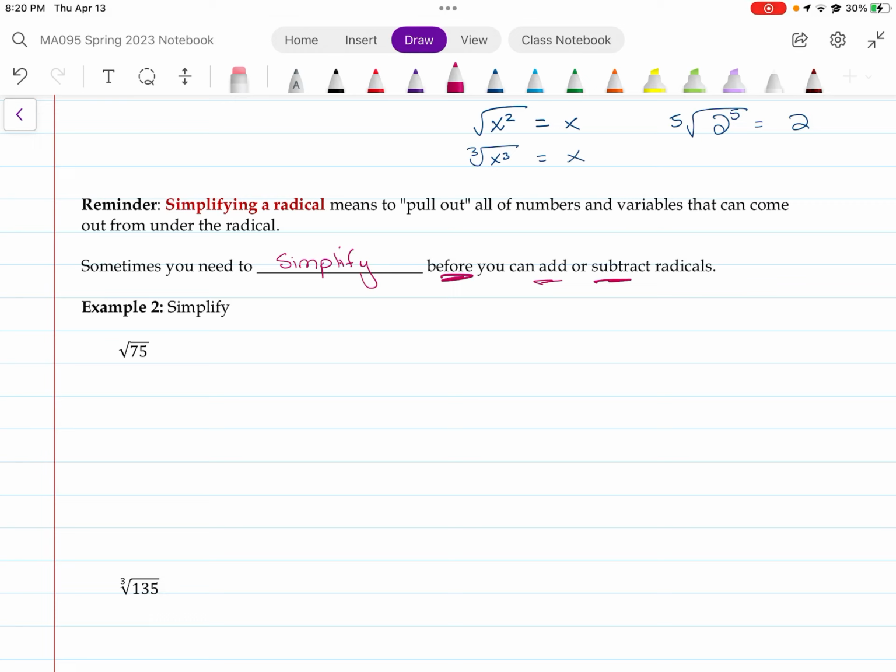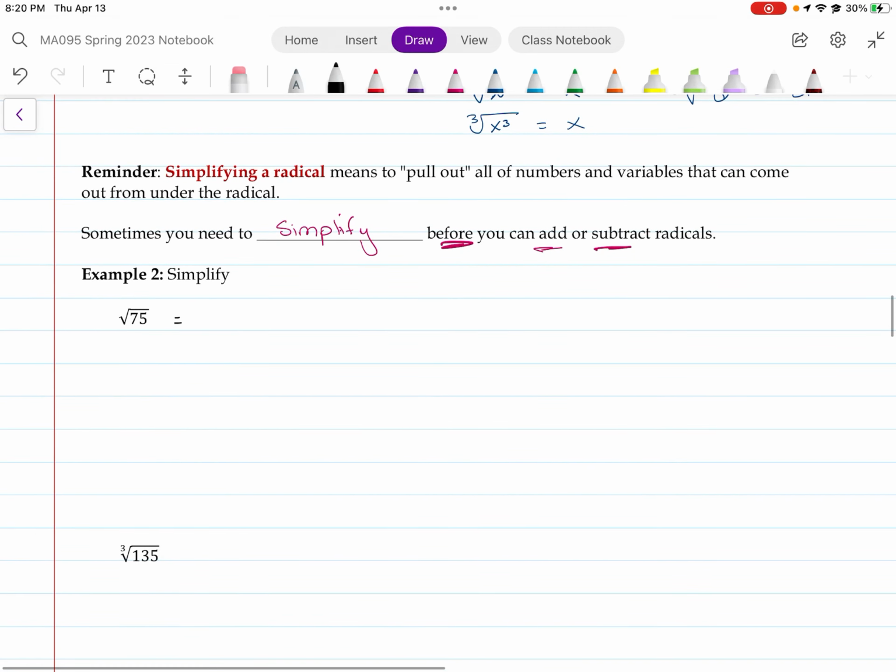Okay, so let's do a reminder of simplifying with numbers. This should be a little review, so give these two a try. All right, so hopefully you gave this a try. 75 breaks down to be 25, which is a perfect square, times 3. Since 25 is a perfect square, we can take the square root of it. It's going to come out and become 5. So this becomes 5, and then the square root of 3 is still underneath. 5 square root of 3. That's the final answer.